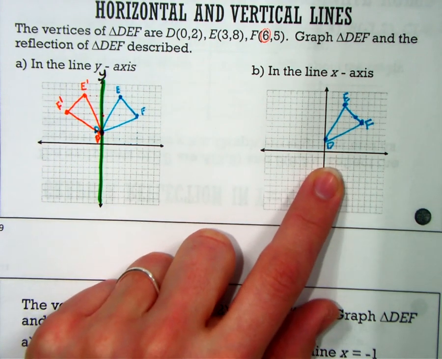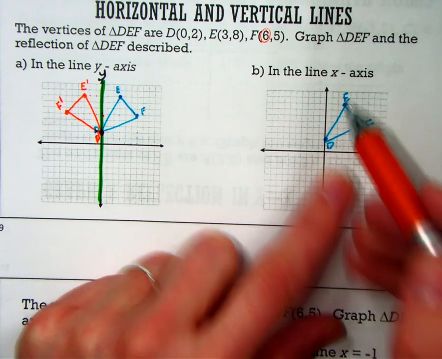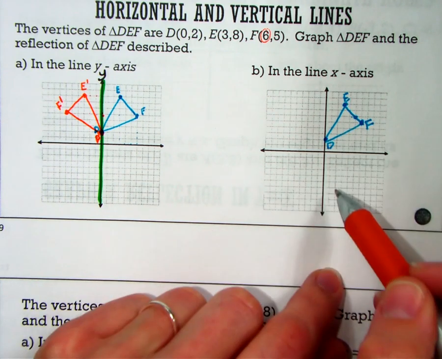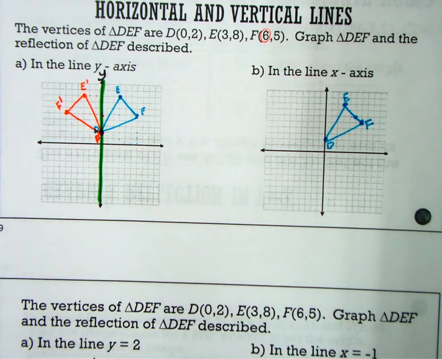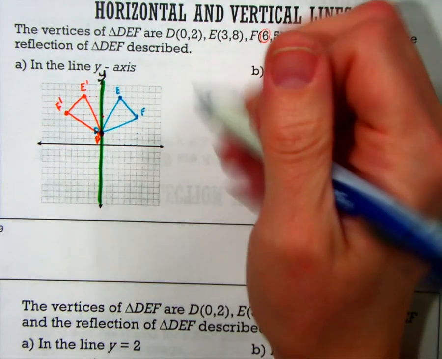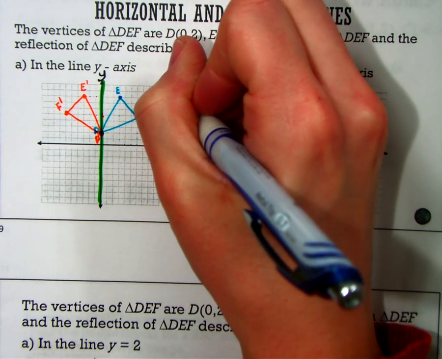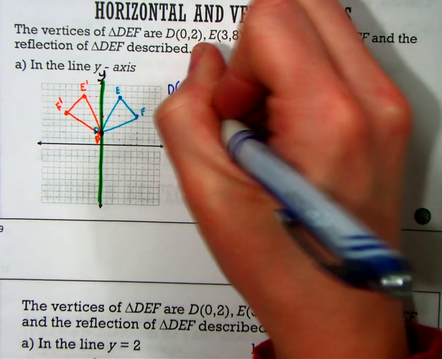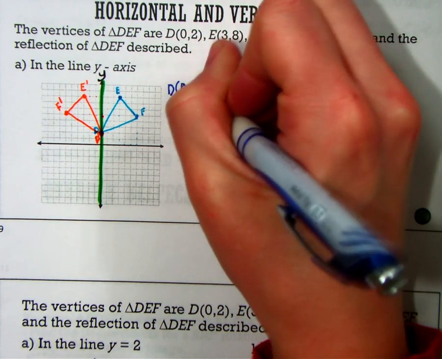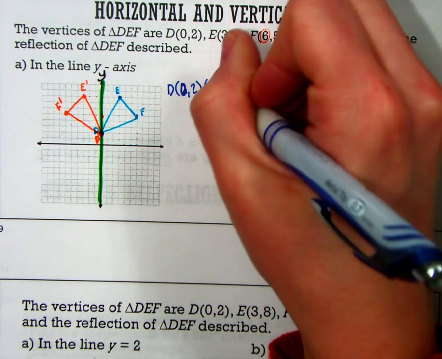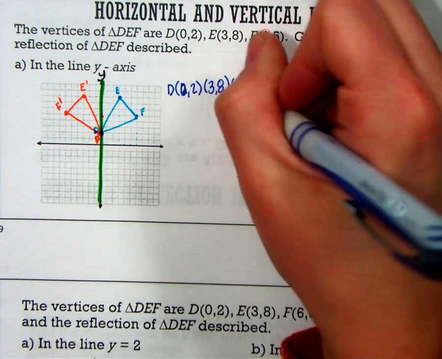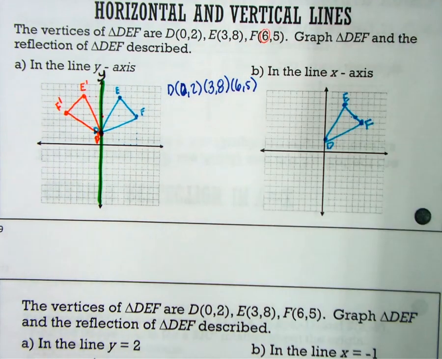This time, we're going to flip it over the x-axis. So this should be flipped down. That's a great question to ask. So first, can I just write down the coordinates here? My original DEF was 0, 2, 3, 8, and 6, 5.